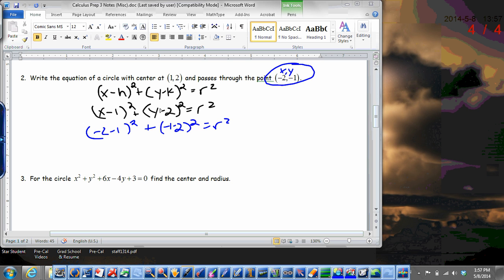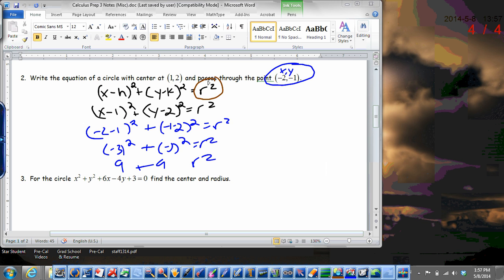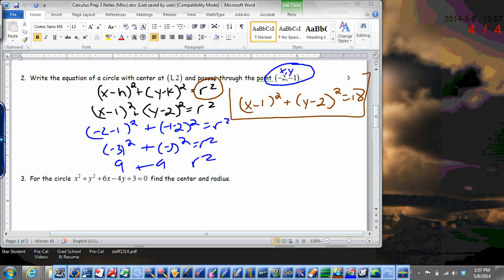So now we're going to solve for r. So that gives us (negative 3) squared plus (negative 3) squared equals r squared. Well, that's 9 and that's 9, so that means r squared, you guessed it, is 18. Now on our equation, we just have to know what r squared is. We don't have to know what the square root of r is. So that's going to be (x minus 1) squared plus (y minus 2) squared equals 18. There's our equation. We're done.